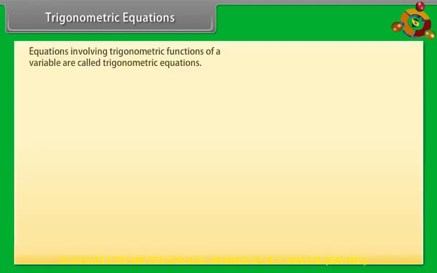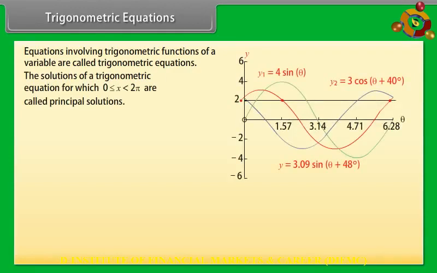Trigonometric equations. Equations involving trigonometric functions of a variable are called trigonometric equations. The solutions of a trigonometric equation for which 0 is less than or equal to x, which is less than 2 pi, are called principal solutions. The figure given below shows the trigonometric equations.